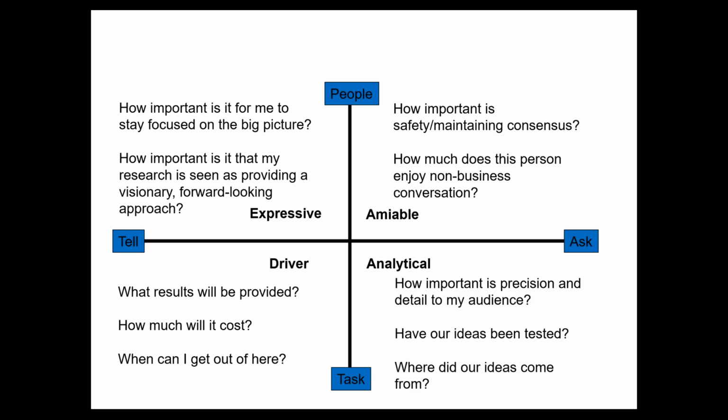And finally, for the analytical, I have to ask myself in my talk, how important are precision and detail to my audience? Where have our ideas been tested, where are we on more speculative ground, and where did our ideas come from? So as you think about your talk and you're putting together your slides, think about each of these 4 people and ask yourself, what parts of my talk are going to appeal to each of these 4 demographics?